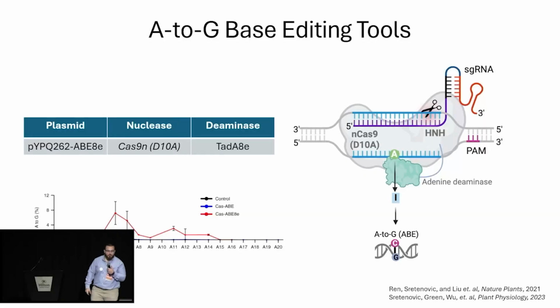We also have A-to-G base editing tools, and this one is fused with a TadA8e adenosine deaminase. This one is also quite efficient and can confer A-to-G base mutations, and these are often used for engineering herbicide resistance in plants.